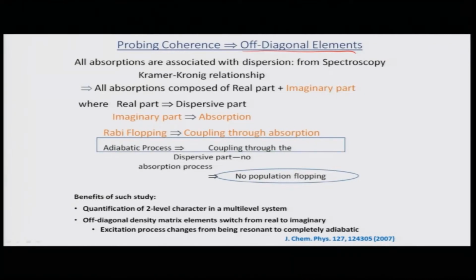In case of the adiabatic process, coupling is through the dispersive part. So, there is no absorption process, and so there is no population flopping. So, this is the key concept of the adiabatic process, which means that the adiabatic process essentially works through the interactions through the dispersive part, and so no absorption process occurs and no population flopping is seen.